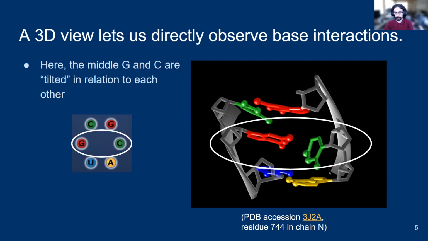Okay, yes. So this C over here, instead of being lined up with the G, was kind of tilted, and thus that's basically why it wasn't pairing across that loop.